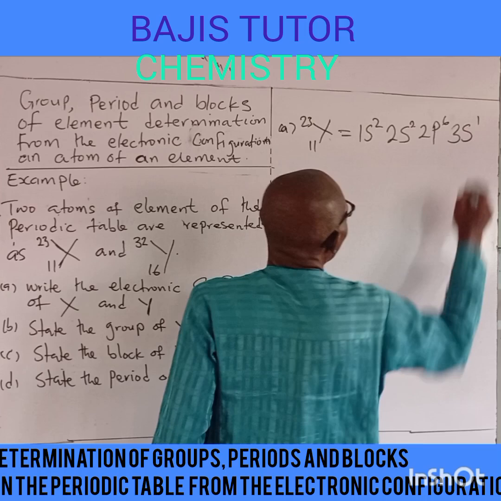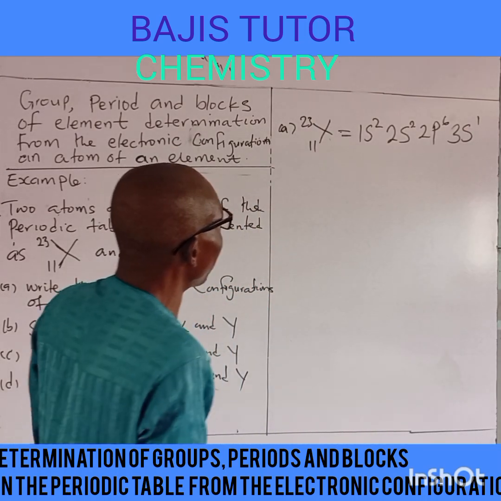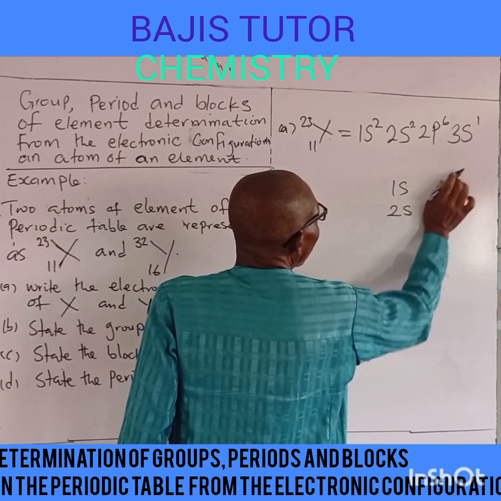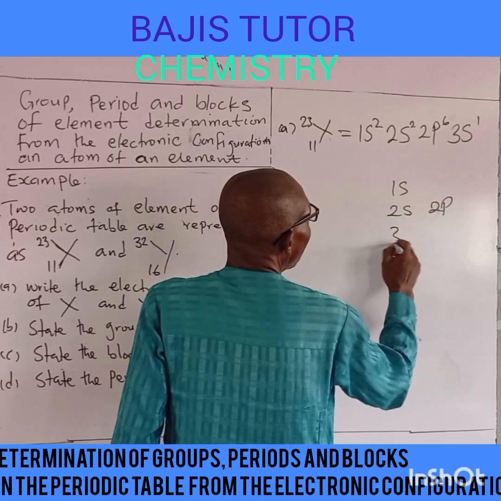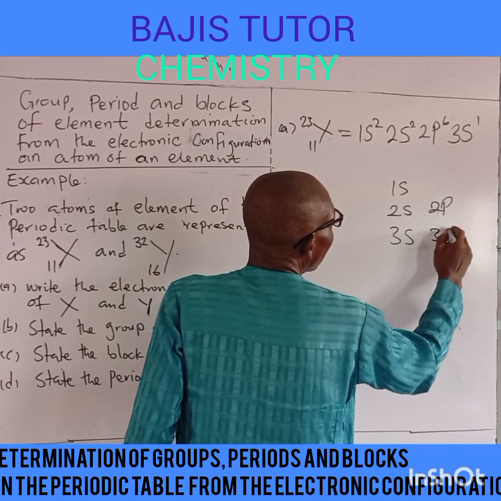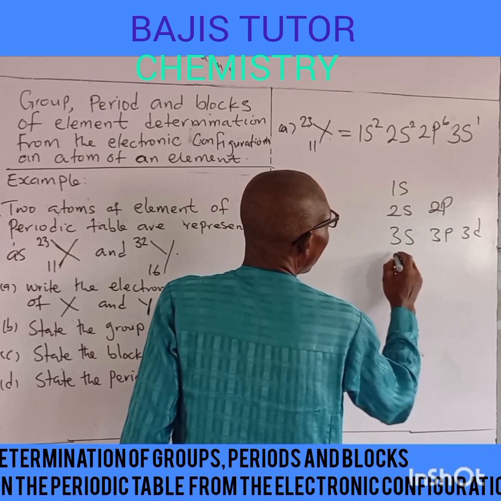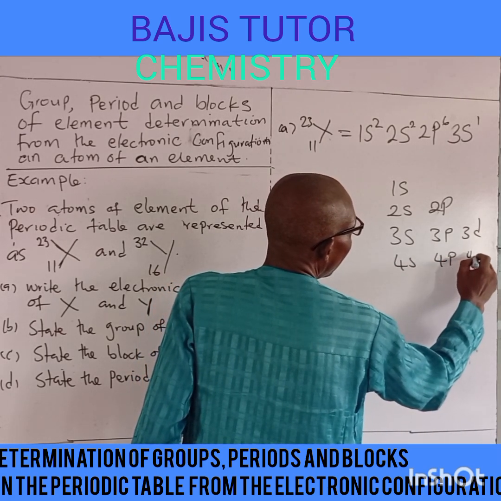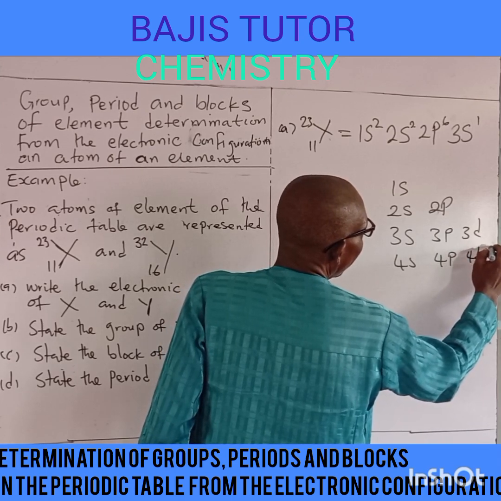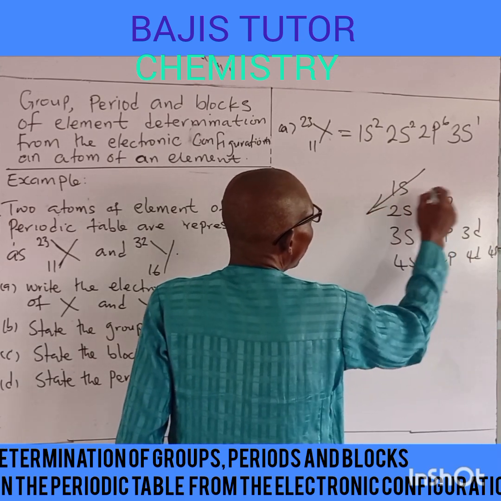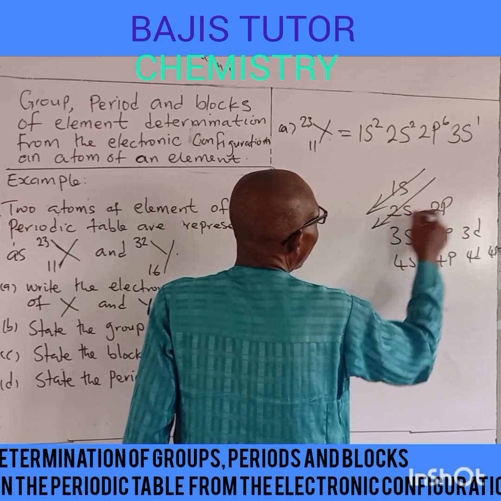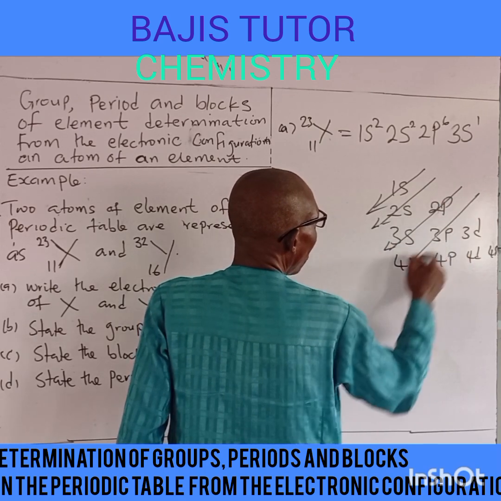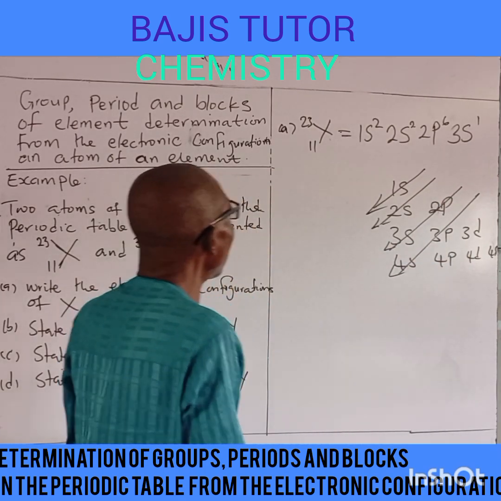Remember how electrons are filled: 1s, 2s, 2p, 3s, 3p, 3d, 4s, 4p, 4d, and 4f. The electron goes into the first shell, then shell 2, s orbital filled first, then p, and it goes that way. So if you have learned it, you'll be able to write the electronic configuration properly.